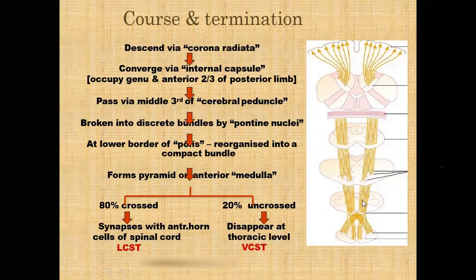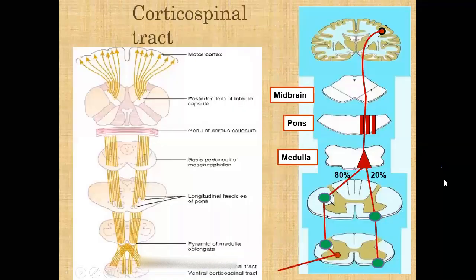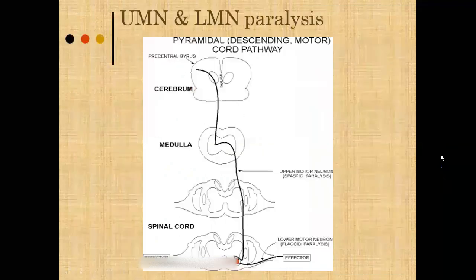The pyramidal structures are triangular structures. And here it says that 80% of the fibers will cross and 20% will remain uncrossed. Okay, so the ones which get crossed, they would synapse with the anterior horn cells of the spinal cord, and the uncrossed would not. So again, you can have a look. See, this is the way the pyramid is formed, basically by the spread out manner in which the pyramid or the fibers go ahead.